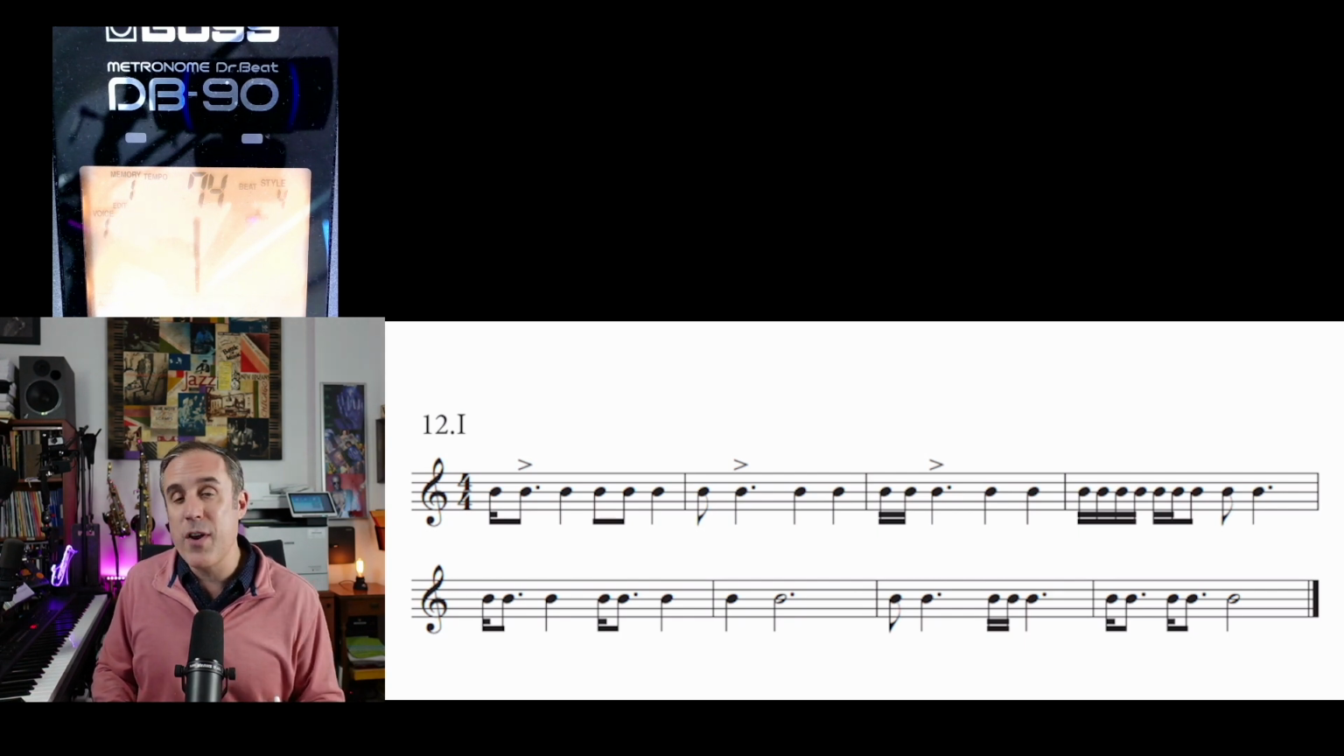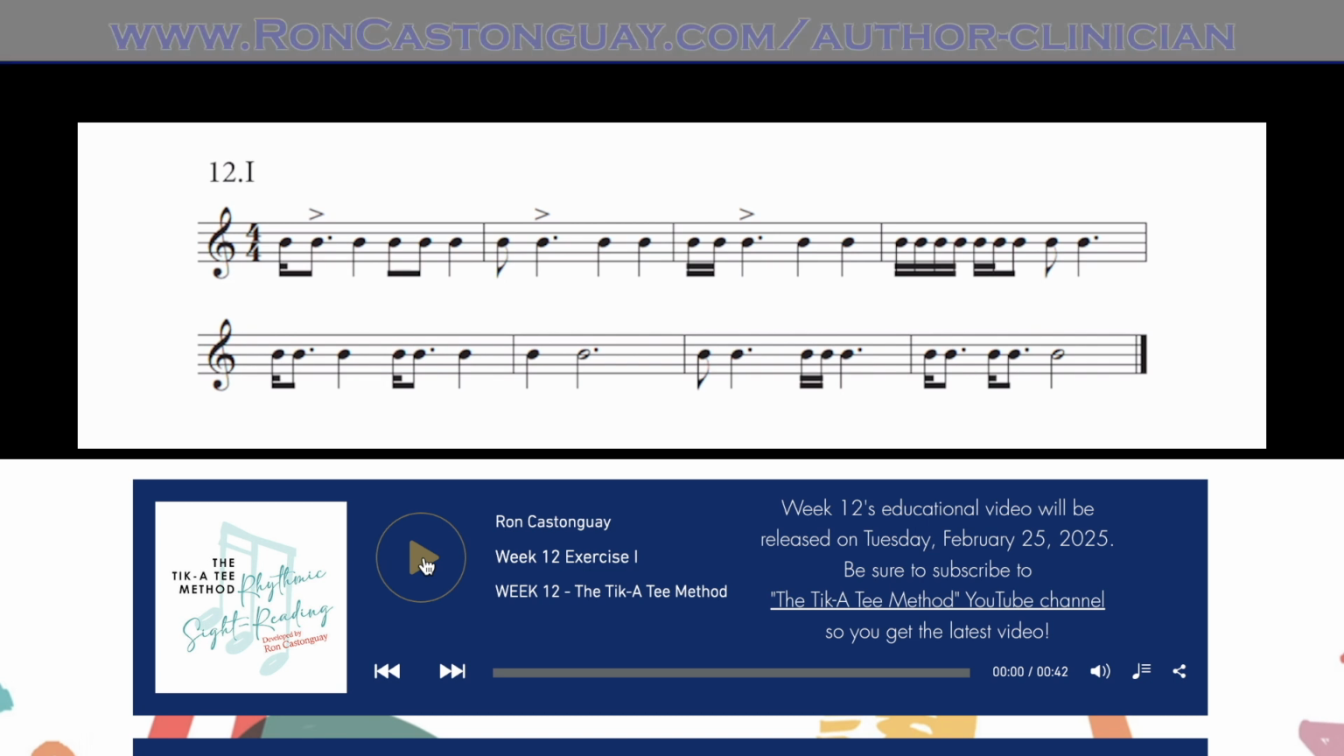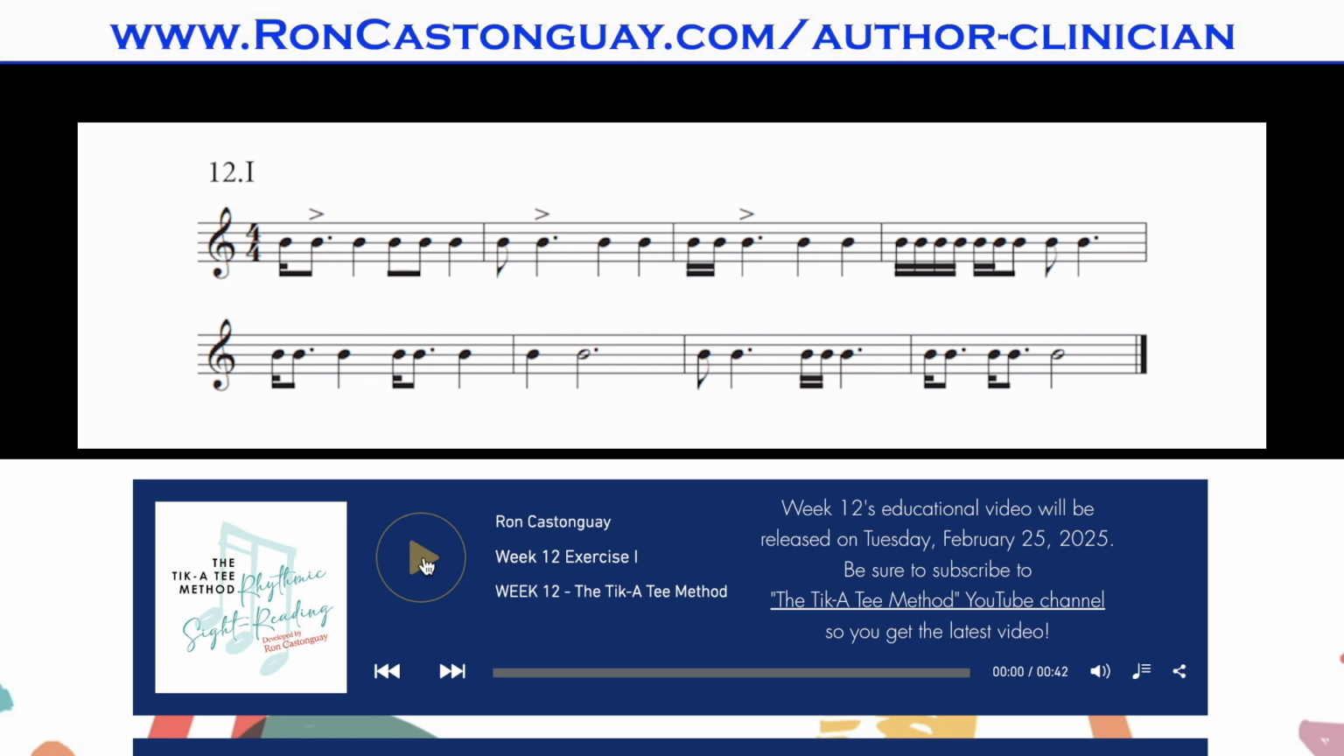Okay, so now we've performed the exercise with a metronome. We need to go listen to the MP3, so let's go do that right now. Here we are back at my website. We are looking at exercise 12I. You know what your 3 options are, so I'm not going to waste any time. Here is the MP3 for exercise 12I.